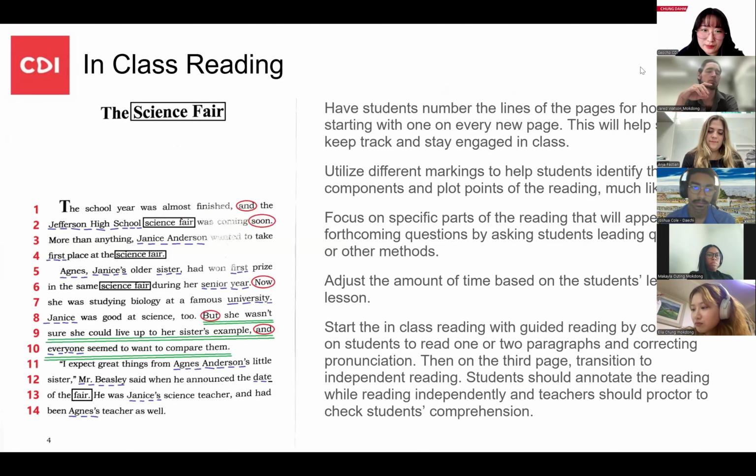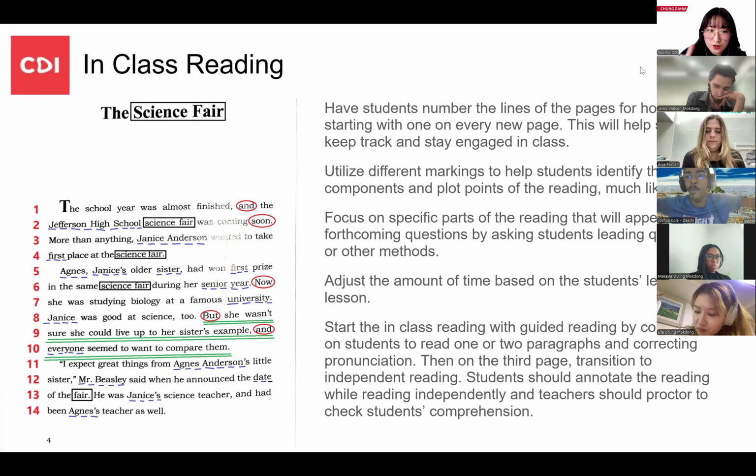Okay, at this point, we will do the in-class reading. So everyone needs to have their storybooks. So they should bring two books to class every week. It should be their storybook and their chunk books.